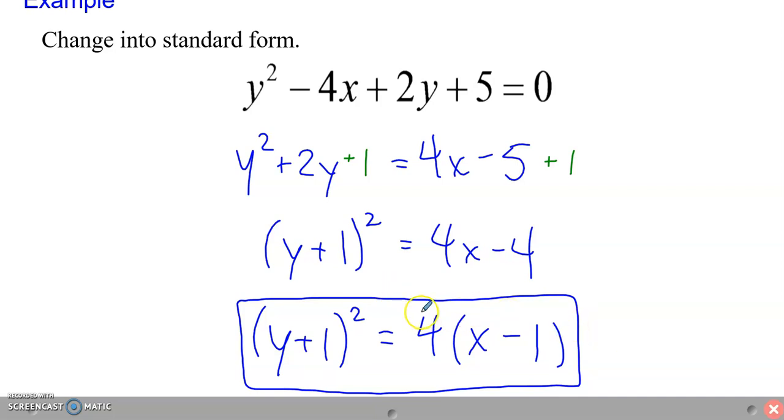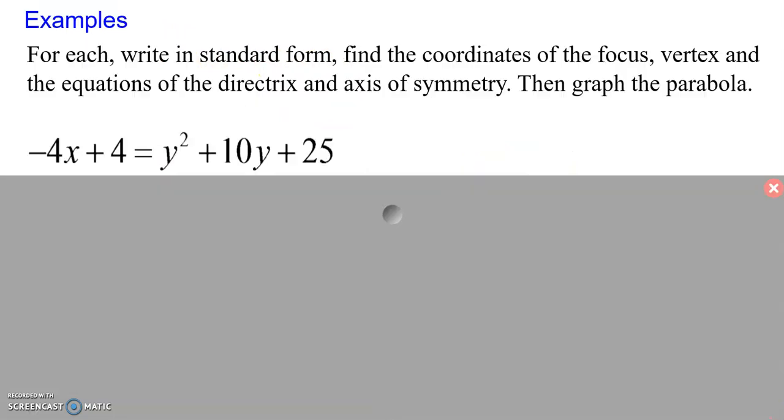So this would be a parabola that has a vertex at 1, negative 1. The value of p would be, let's see, 4 times p is 4, so p is 1. But that's all we had to do there, write it in standard form for this problem.